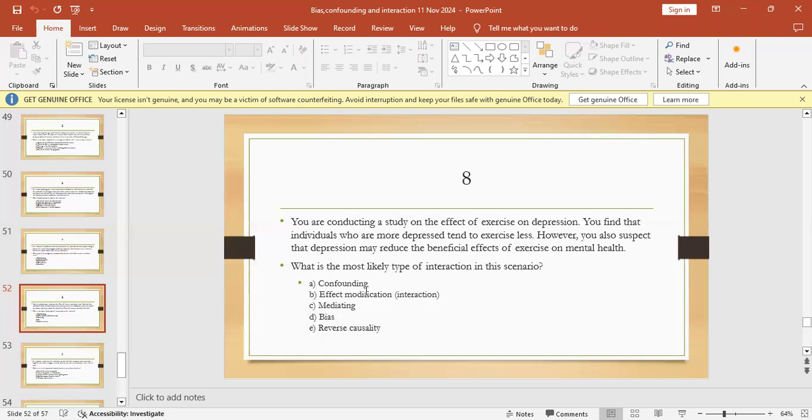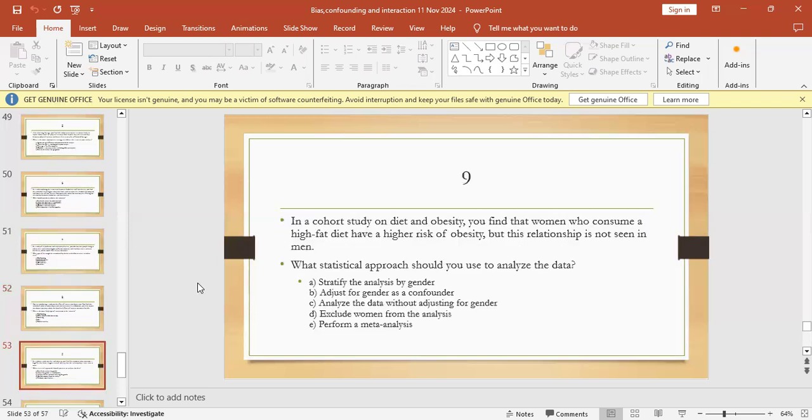Yes, it's effect modification, because in the second line of the MCQ it has stated that depression may reduce the beneficial effects of exercise on mental health. It should not be a confounder because exercise is acting as an intermediate effect between the depression and the exercise. So it is an effect modification because it modifies the effect of the exposure on the outcome. So it is effect modification.